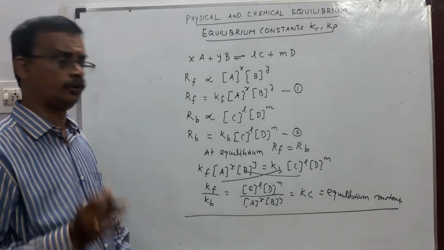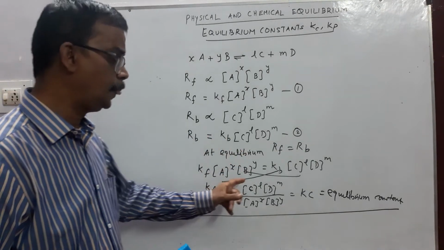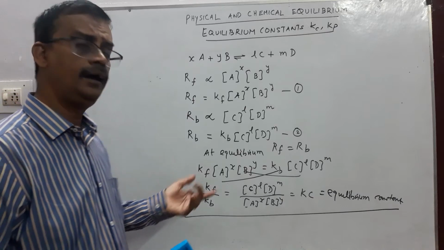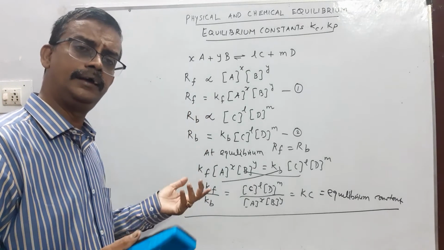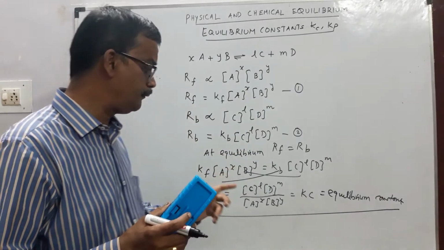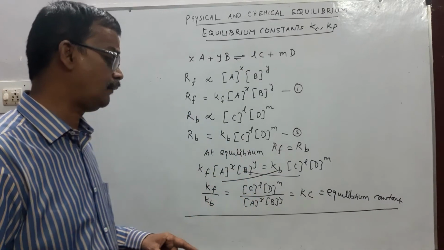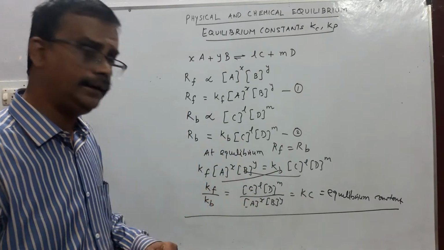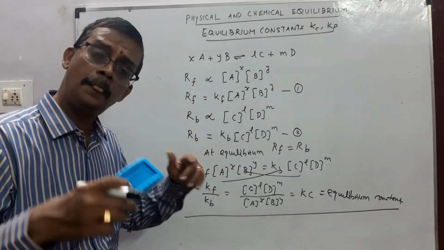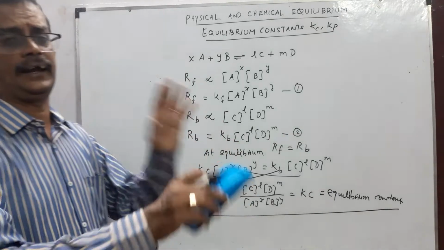Simply, equilibrium constant is the ratio between the product of the active masses of the products to the product of the active masses of the reactants.